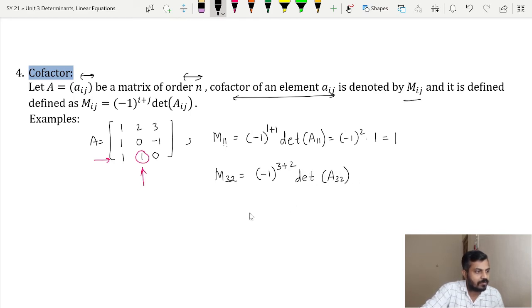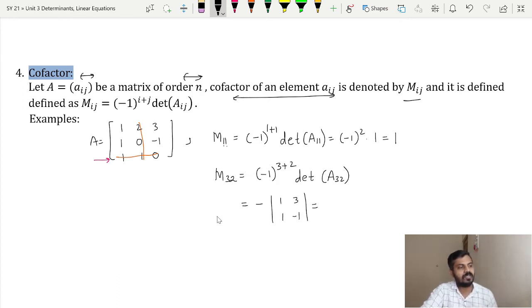which is equal to, now minus 1 raised to 5 will be minus 1, so I will write minus and determinant of. Now delete the third row and second column. If we delete this third row and second column, what is left out? We are left with 1 3 1 minus 1, and once you solve this you are going to get the cofactor, that is m32. So this is how you can find the cofactor of each and every element of a matrix. In all we are going to get 9 cofactors, m11, m12 and so on up to m33, isn't it?